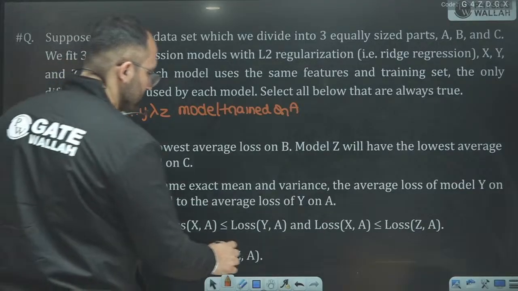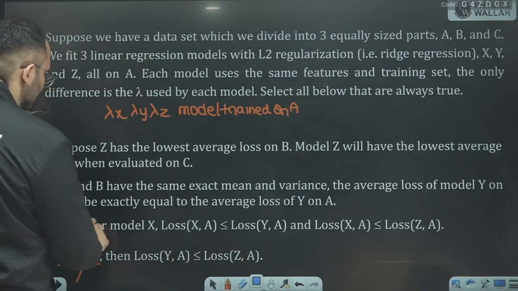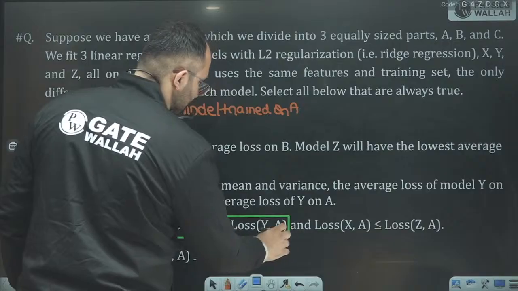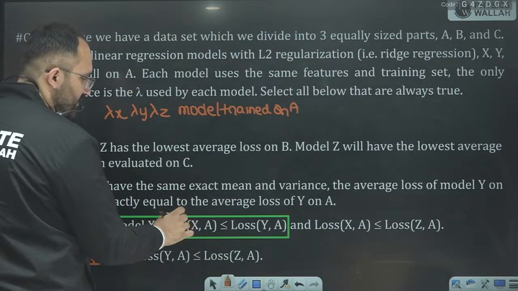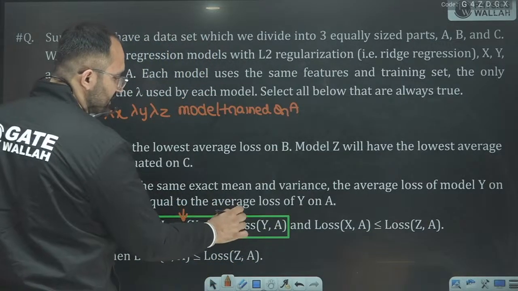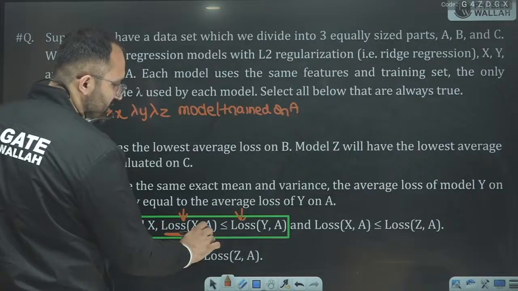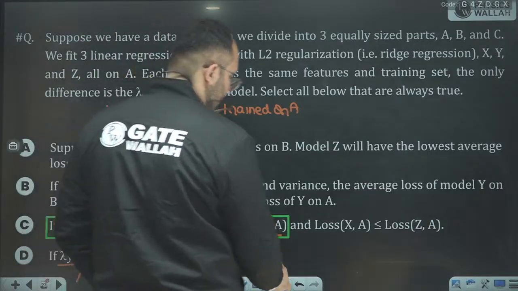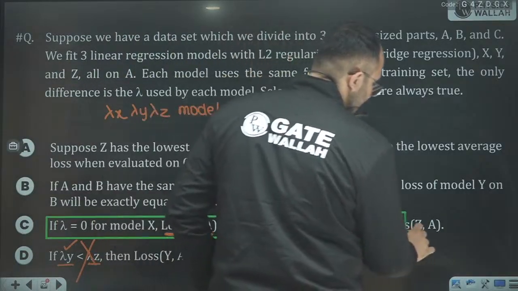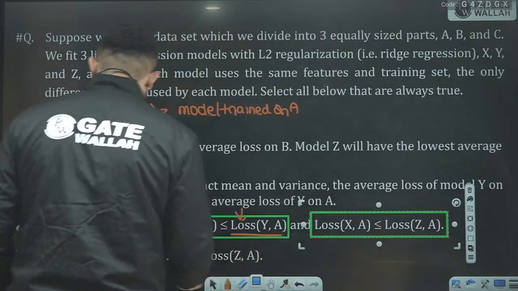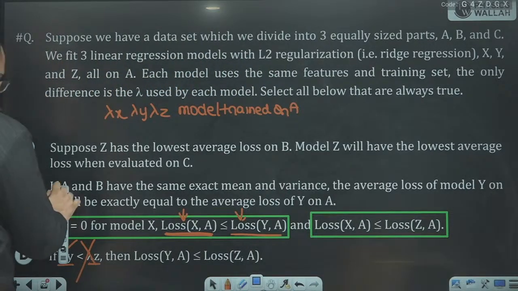If lambda is 0 for model X, then this will be less than this. You will see, yes, because this will become linear regression and this will become ridge regression. So this is an overfitting model and this is a normal ridge regression model, and obviously loss of X will be less than loss of Z on A. This one is correct. I think C is the correct answer.